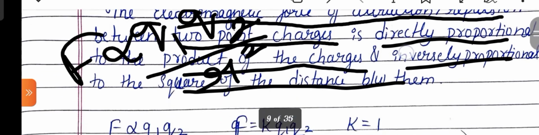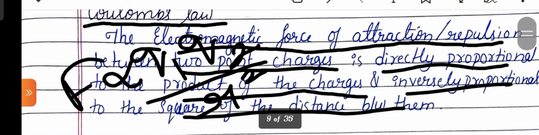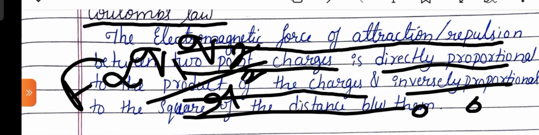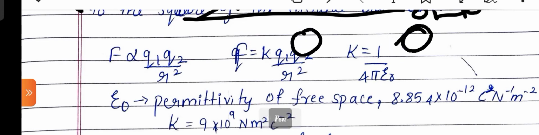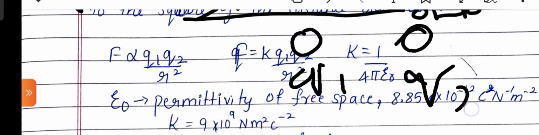What do we mean by a point charge? A point charge is one where the size of the charge is very much smaller than the distance between them. So according to Coulomb's law, we'll consider two charges, Q1 and Q2. The distance between them is r. So F is proportional to Q1 Q2 by r square.